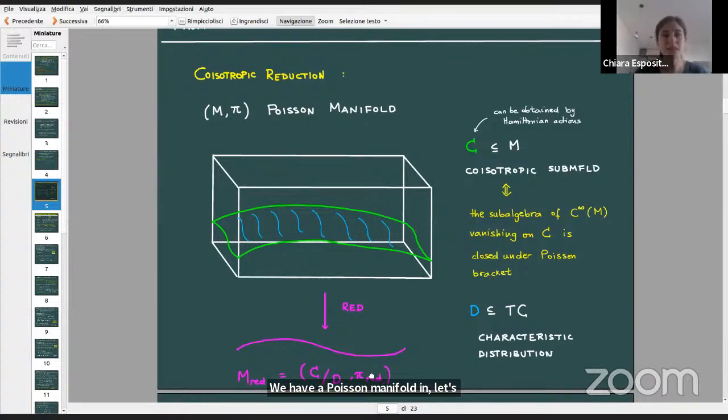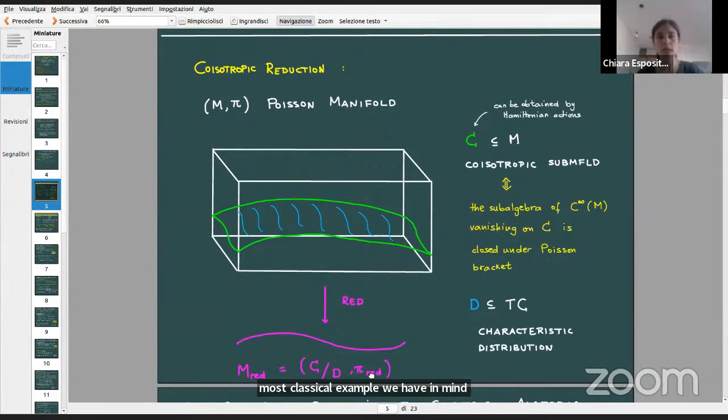The most classical example we have in mind is of course Marsden-Weinstein reduction. In this case, the submanifold C is obtained by Hamiltonian actions, meaning we have a Lie group acting on our manifold, allowing an equivariant momentum map, and then C is given as a pre-image of a regular value of the momentum map. So in this case, the characteristic distribution is very easy. It's really given by the orbits of the action. So when I go to the quotient, I really quotient by the Lie group G. This is our proto-example, but let me stress that there are more examples of coisotropic reduction. Coisotropic reduction is really a generalization, I would say.